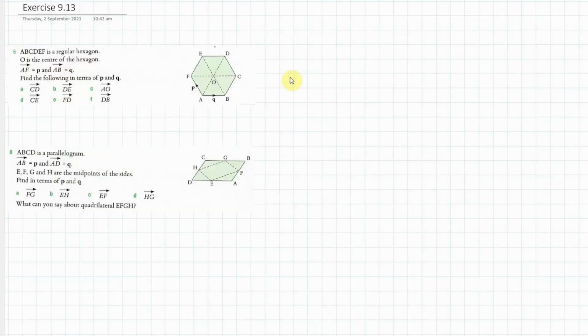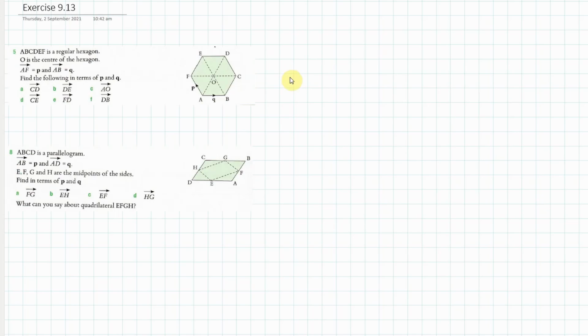Alright team, so carrying on with vectors, I've decided to do a couple of questions from what you are working on today. And the first one is the hexagon question number 5. We have to find CD first, but we're told a few things to start off with. We know that AF is P, and we know that AB is Q.